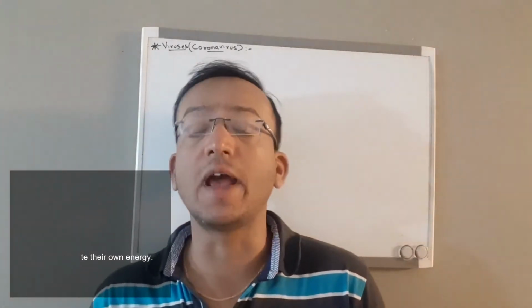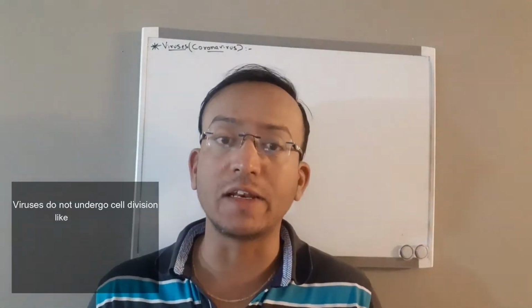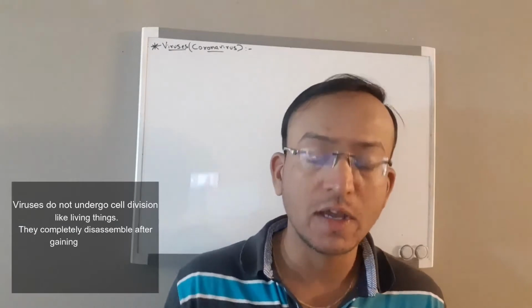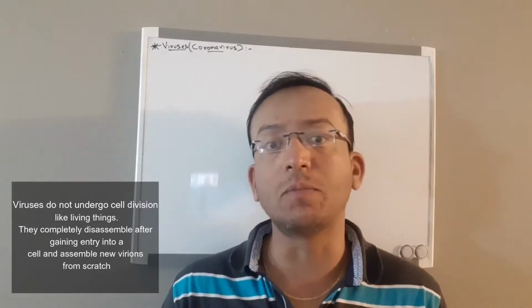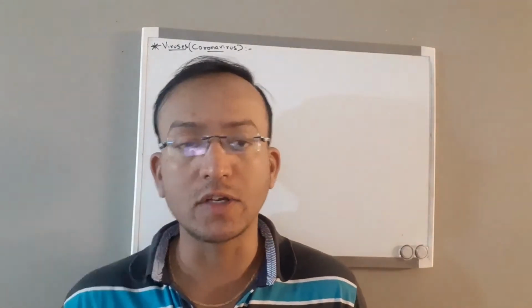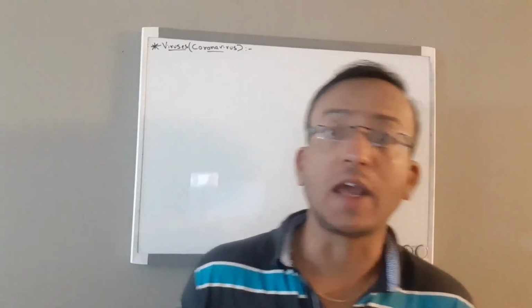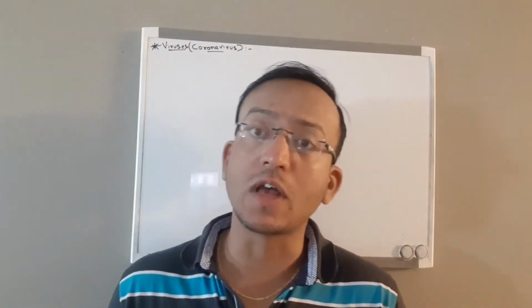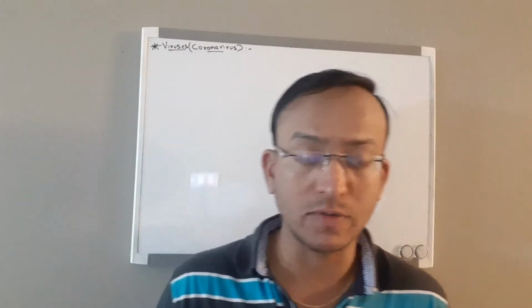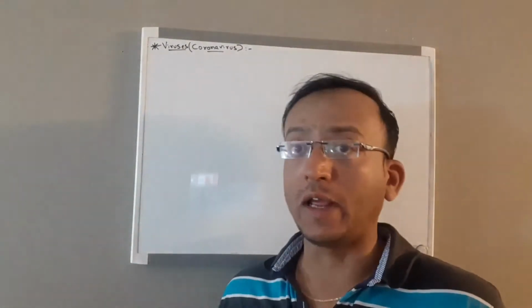That's another difference. And viruses do not undergo cell division like living things. They completely disassemble after gaining entry into the cell and assemble new virions from scratch. So these are some of the characteristics of a virus. So this is what a virus is. Right. So the first thing is that we know what viruses are.